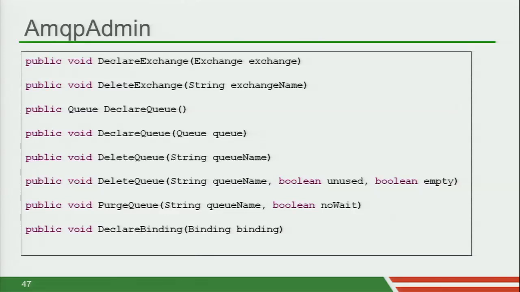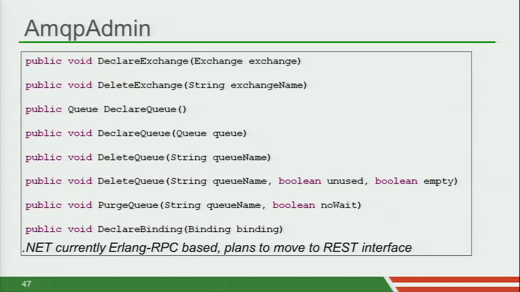We also have support for administration. Here's what the admin API looked like. Declaring queues, declaring bindings to queues, declaring exchanges, deleting them, those kinds of things. Currently, this is all Erlang RPC based, but we plan to move to the REST interface at some point in time as well for this.